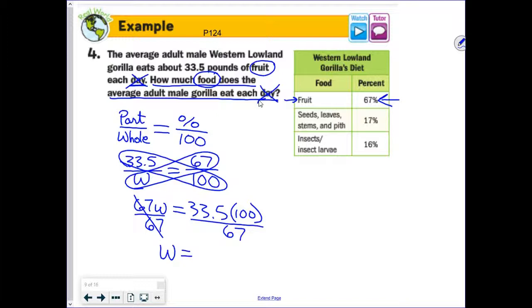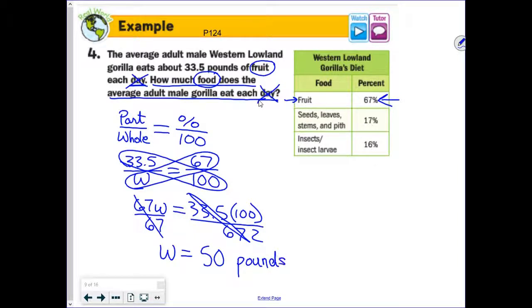And you would probably want to pull out your calculator at this point and go ahead and multiply and divide. But I can see that 33.5 is half of 67. So actually this fraction right here is equal to 1/2. So I'm going to do 100 divided by 2, which is going to give me 50. I go back to the problem and I look at the question. It says, how much food does the average adult male gorilla eat each day? Well, according to my answer, that is 50 pounds of food.